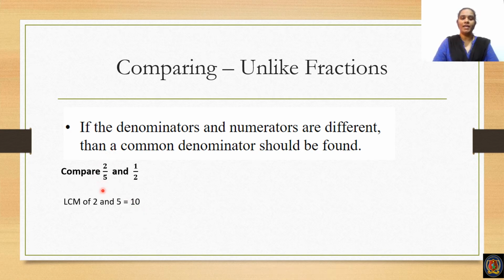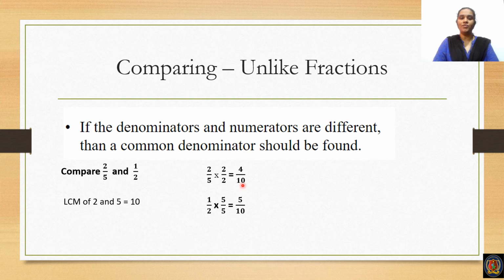So we need to find an equivalent fraction of 2 by 5 whose denominator is 10 and an equivalent fraction of 1 by 2 whose denominator is 10. For 2 by 5, I multiply the numerator and denominator by 2, so we get 4 by 10. For 1 by 2, we multiply the numerator and denominator by 5. We get 5 by 10. Equivalent fraction of 2 by 5 is 4 by 10. Equivalent fraction of 1 by 2 is 5 by 10.